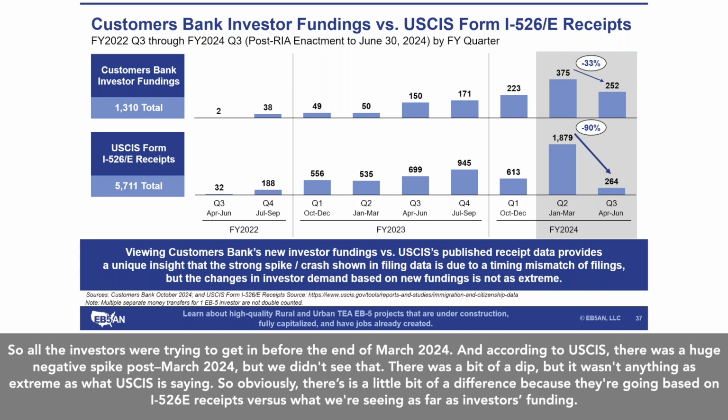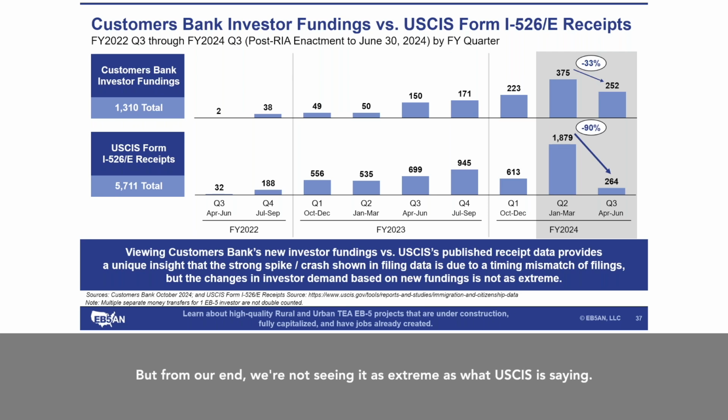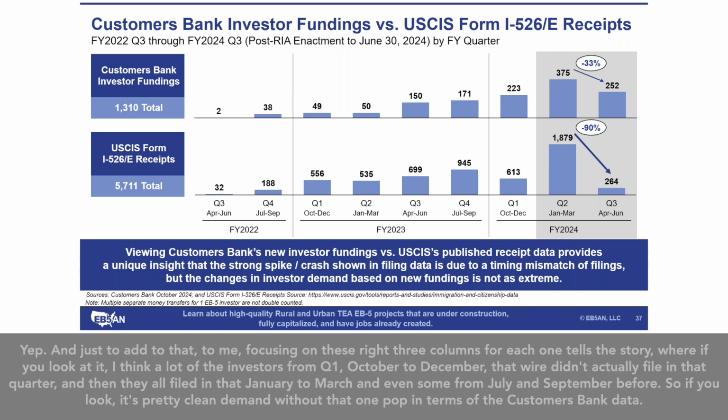And according to USCIS, there was a huge negative spike post March 2024, but we didn't see that. There was a bit of a dip, but it wasn't anything as extreme as what USCIS is saying. So, obviously, it's a little bit of a difference because they're going based on I-526E receipts versus what we're seeing as far as investors funding. But from our end, we're not seeing it as extreme as what USCIS is saying.